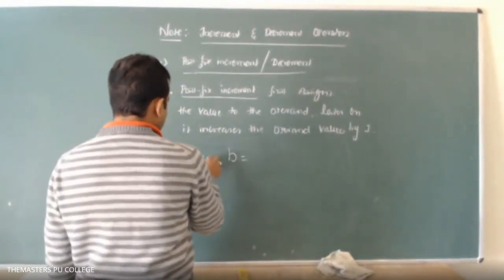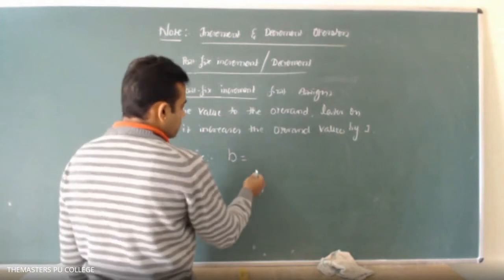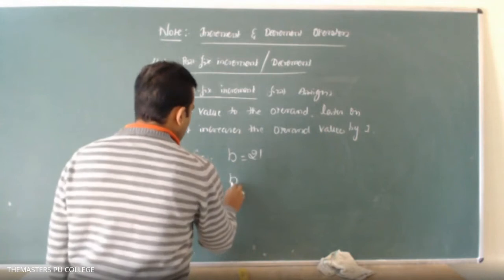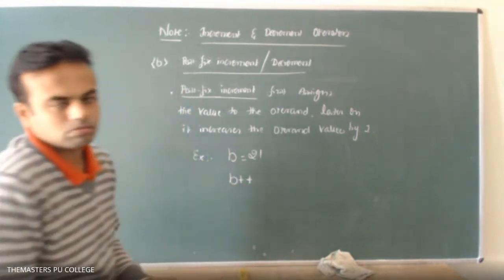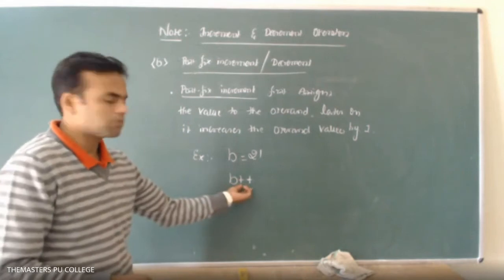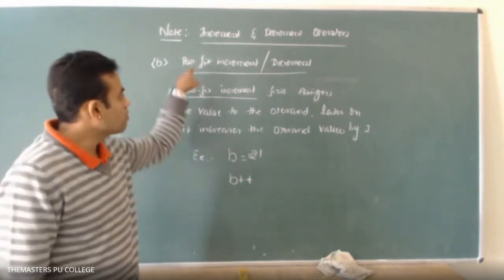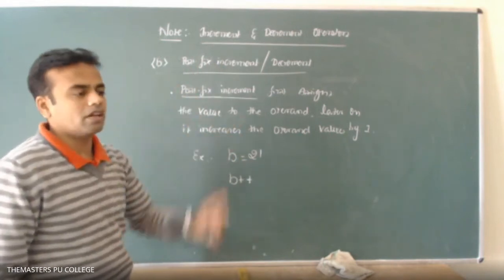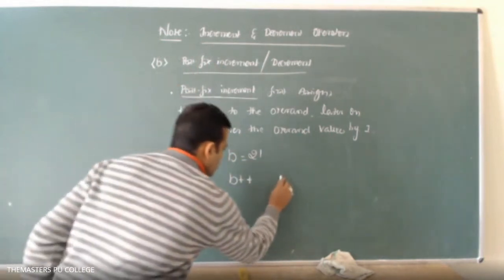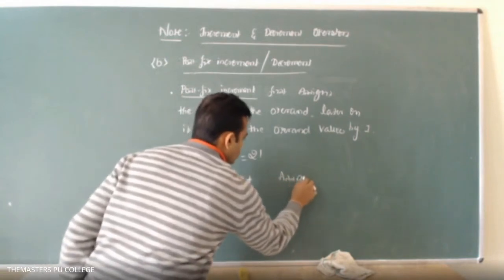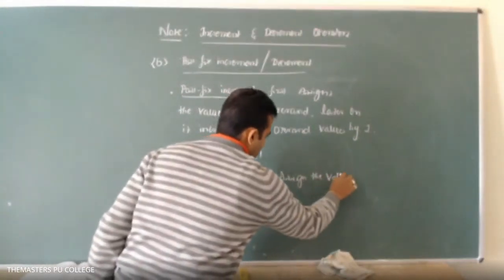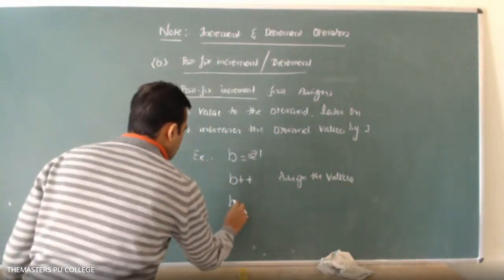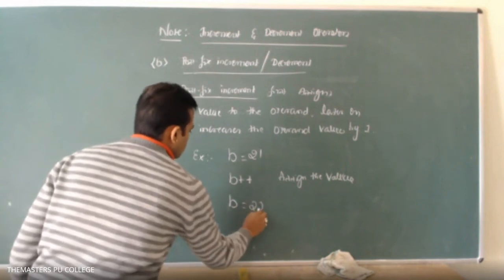So B, any number, 21. Okay, so here I am giving B plus plus. What is this plus plus here? What does this indicate? Postfix increment. We need to say it as a postfix increment. First it assigns the value of the variable, right? After that it increases the value to 22.